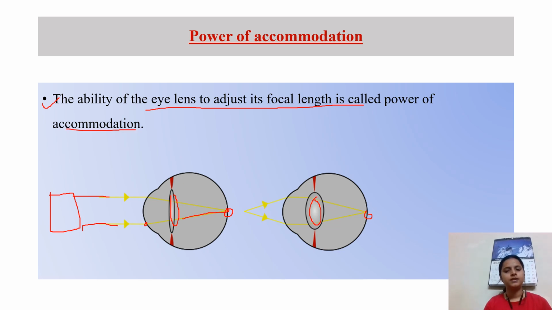Is it clear to all? I hope it is clear to all of you. In this image you can see how the eye lens is being adjusted. Here it is broader, and here it is thinner. So now let's move further.